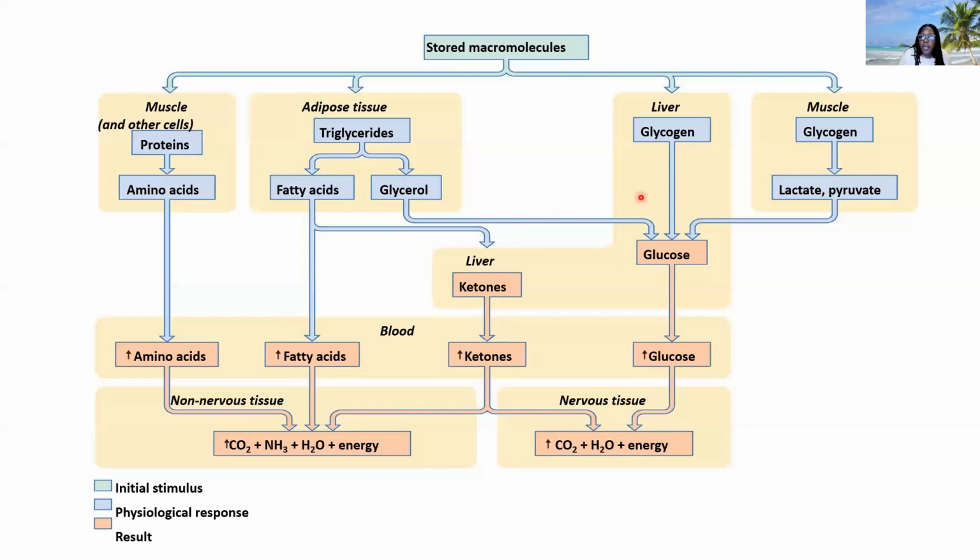And then if we think about it, our liver and muscle can both store up glycogen, and that glycogen can be broken down into glucose, and that glucose can be utilized preferably in the brain and the nervous tissue, but it can also be utilized in other areas generally as well.